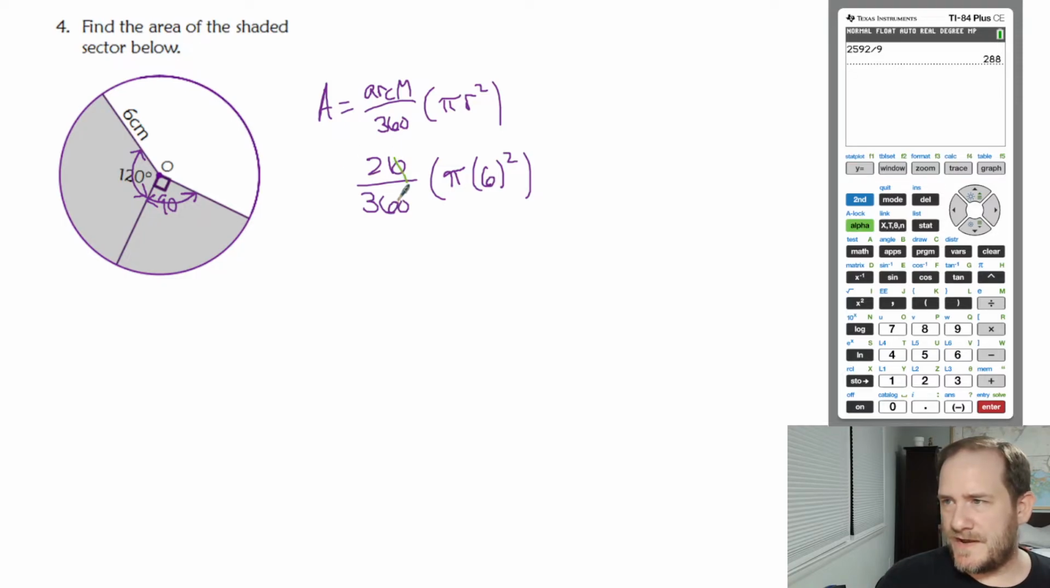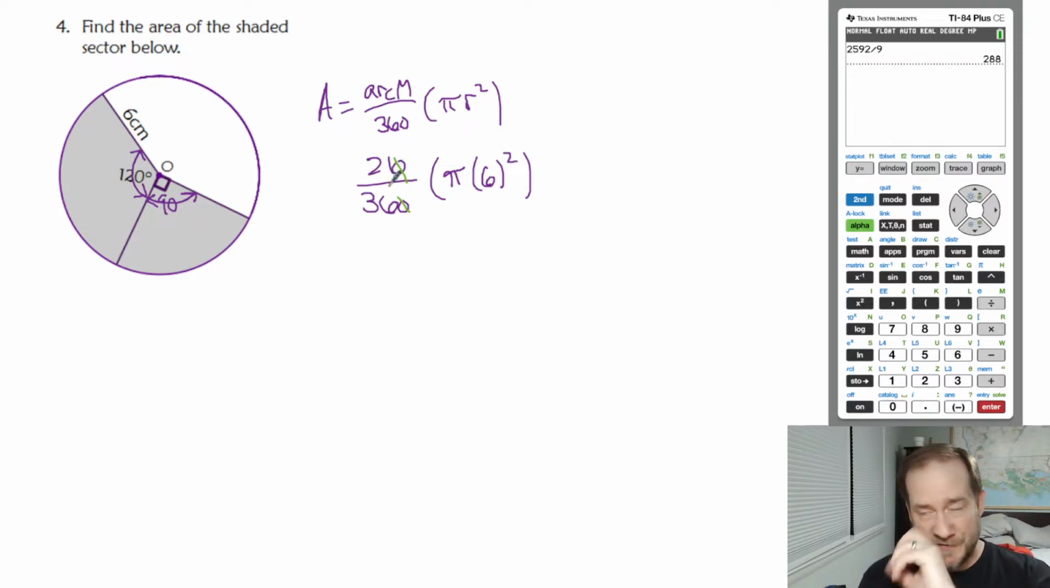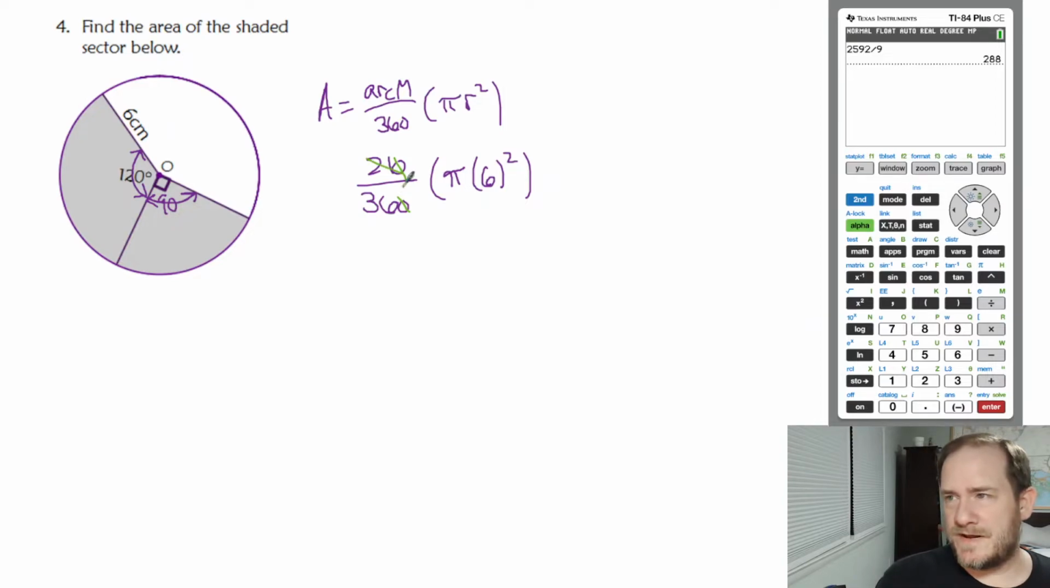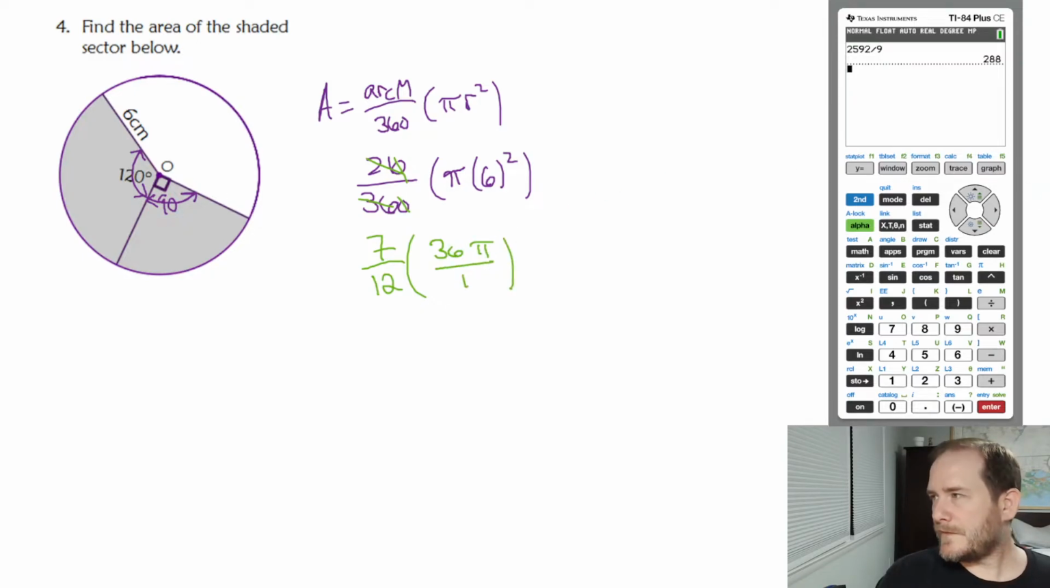I can divide by 10, and I get to 21 over 36. Those are both divisible by 3, and so you get to 7 over 12. So that's a pretty ugly fraction, but no big deal. I'm going to square the 6, and I'll get 36 pi over 1. And this is a spot where you guys can see that it's definitely worth it to cross-reduce. If you had to multiply, well, you don't know what 7 times 36 is, but you can definitely divide the 12 into the 36. That makes 1. This is now 3.